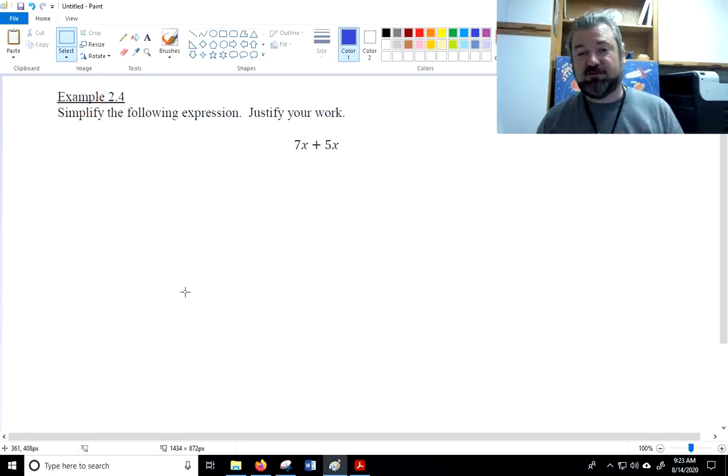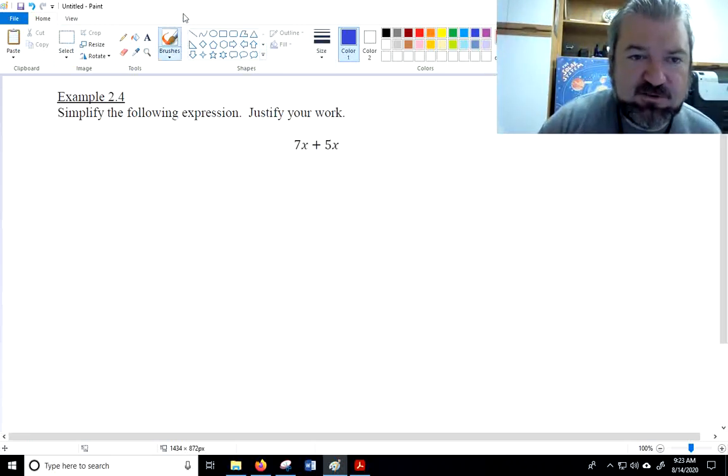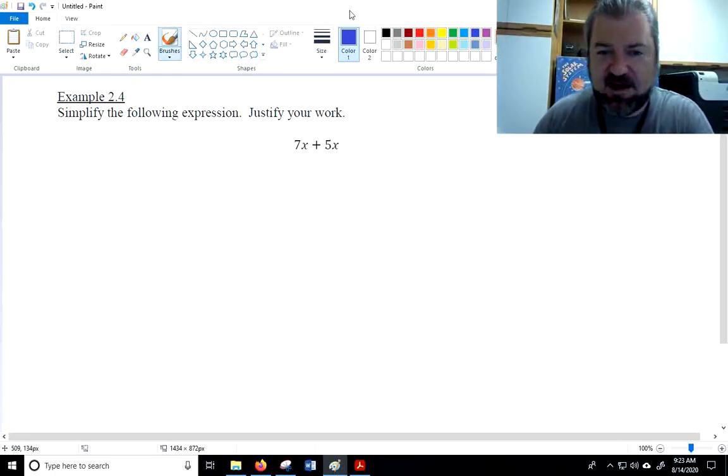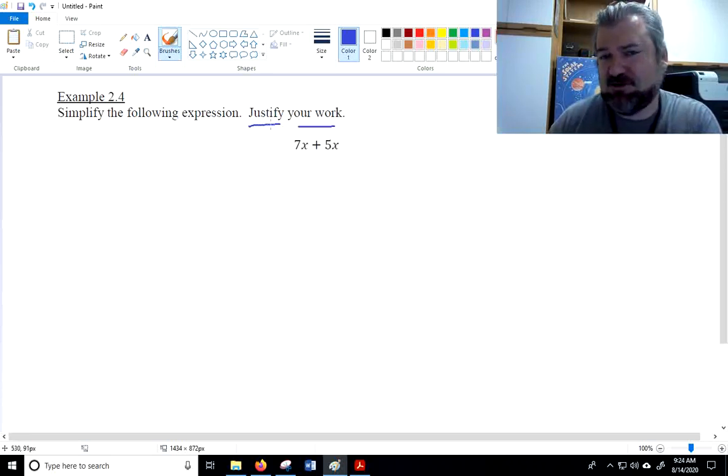Okay, we're finally ready to simplify an expression. You've been waiting for this, right? So we are going to simplify 7x plus 5x, and we're going to justify our work. Now, you might be wondering why I'm spending so much time on a problem like this, but I really want to show you how to justify your work. We're going to do this one time, okay? And then for the rest of the time in this class, we're going to skip all these steps. But I want you to see why this works.